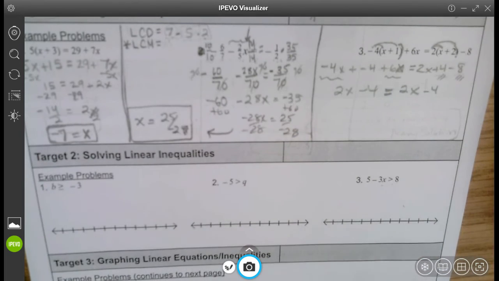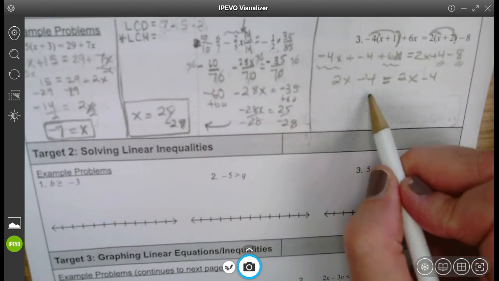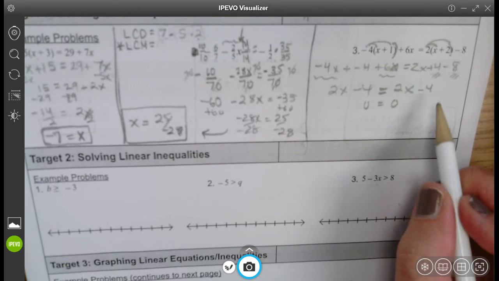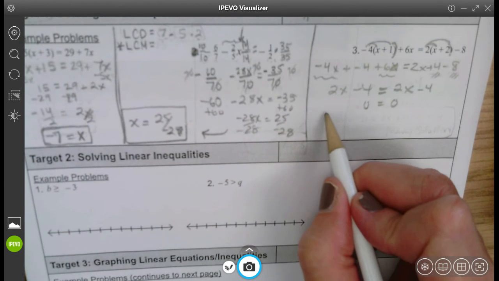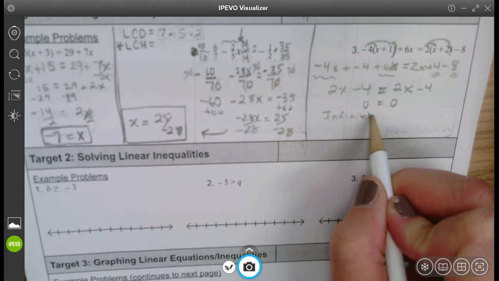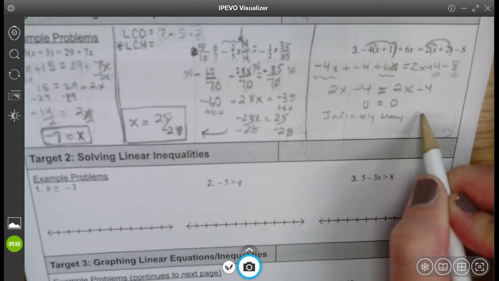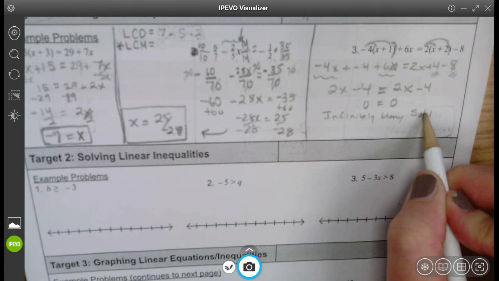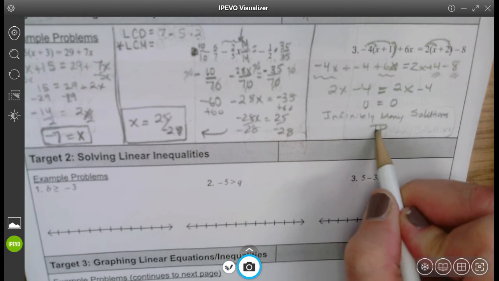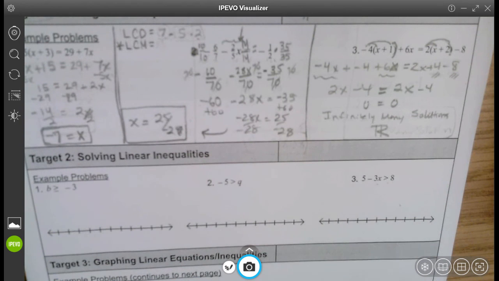The cool thing is that these sides balance, which we don't usually see. But what that really means is if I start subtracting everything, I get this 0 equals 0, which means this is a true statement, and I like that it's true. So that means any number that I want to use works. So I have infinitely many solutions, or sometimes you'll see somebody write all real numbers. They'll put a big R like that for all real numbers.